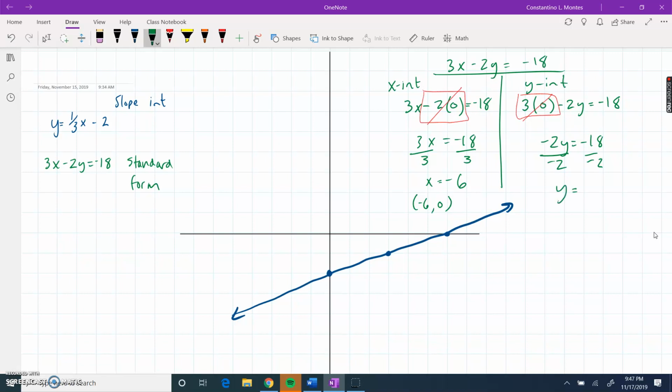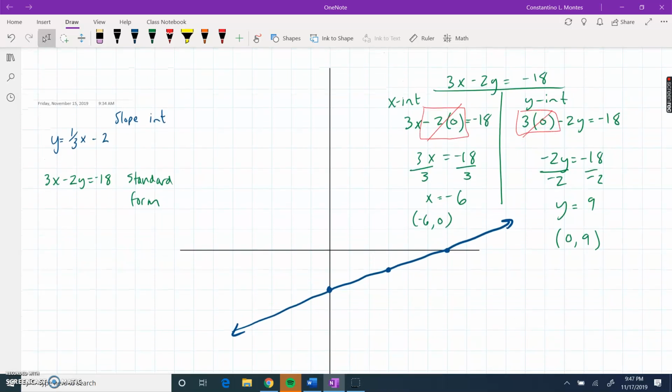Y is equal to, a negative divided by a negative is going to be a positive, y equals 9. I hope I gave myself enough space. I'm not sure. I didn't try this out beforehand. So my y-intercept is 0, 9.